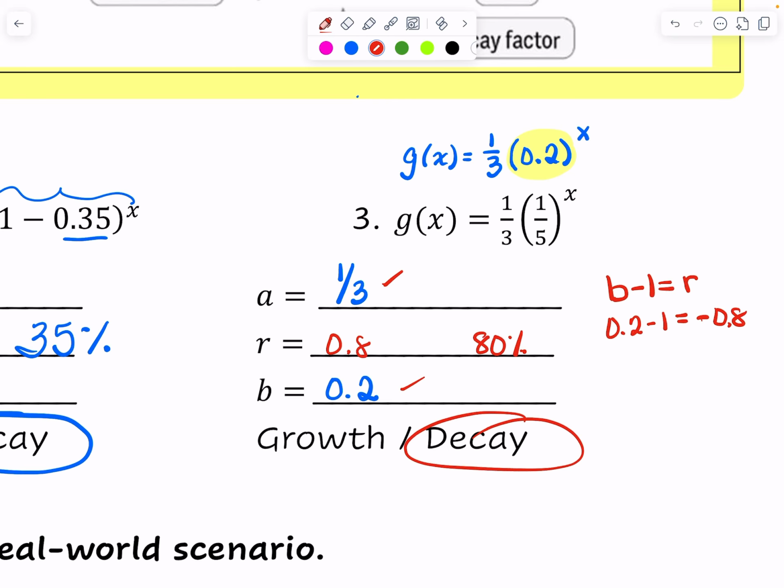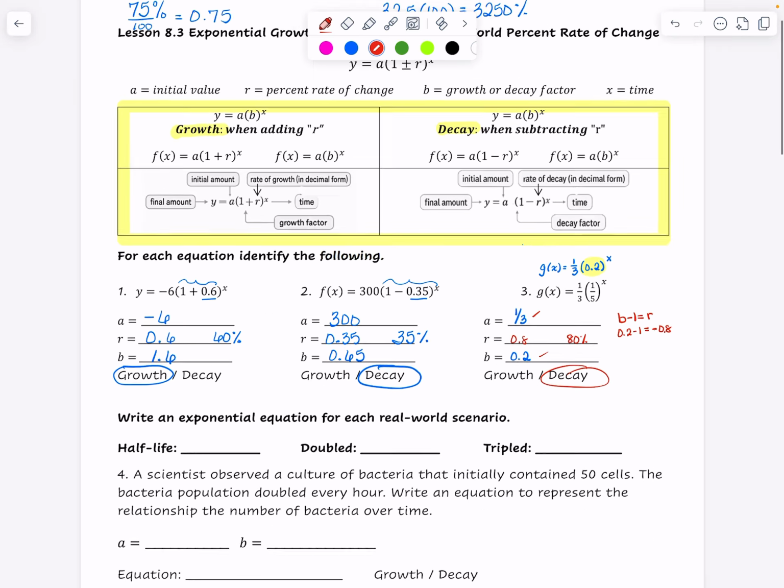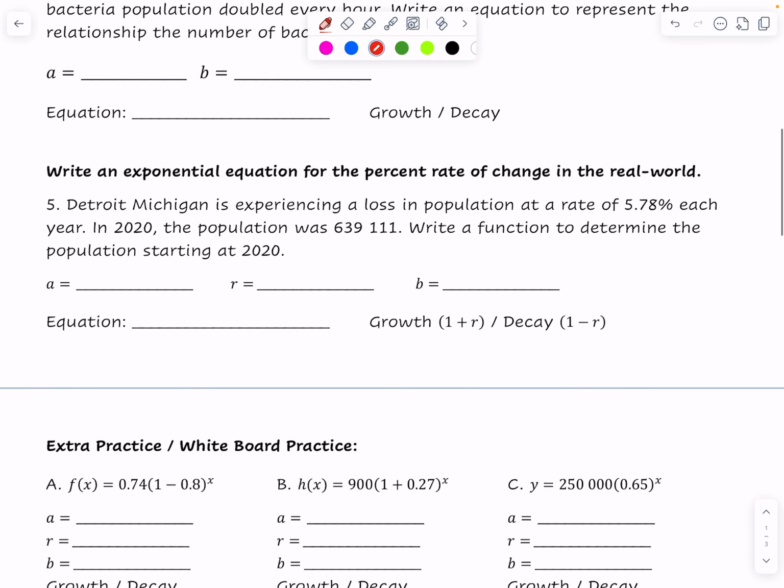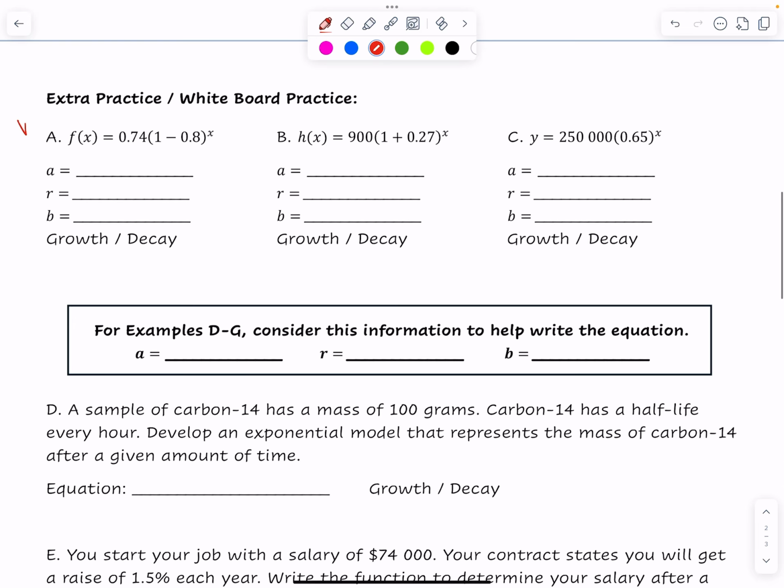Now the negative makes it a decay, and 0.8 is the rate. Okay. All right, so right here, what I would suggest that you do is pause the video, go to the back side of the paper, and complete these three.